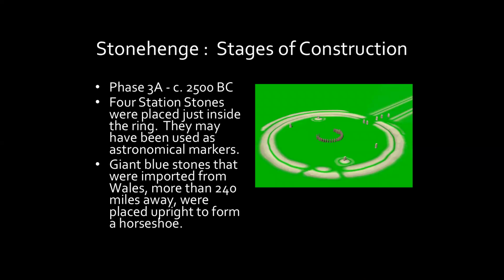Then you see later, a couple hundred years later, 4 station stones were placed inside the ring. They may have been used as astronomical markers, again, perhaps to mark seasons so you know when to plant. Giant blue stones that were imported from Wales more than 240 miles away were placed upright to form a horseshoe. So it took a lot of effort to get these stones here, and these people did not have wheeled carts. So how they got these things here is somewhat of a mystery because they're rather huge.